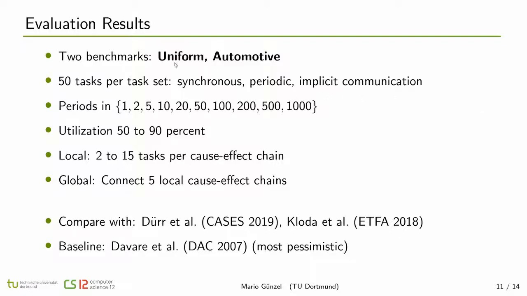For the evaluation, we use the UUniFast benchmark as well as the automotive benchmark. We draw 50 tasks per task set, which are synchronous, periodic, and with implicit communication, and which have periods in the semi-harmonic set here. The utilization is uniformly drawn from 50 to 90%. For the local chains, 2 to 15 tasks are combined per cause-effect chain. For the global chains, 5 local cause-effect chains are combined to create a global cause-effect chain. And there are communication tasks for the CAN buses put in between.